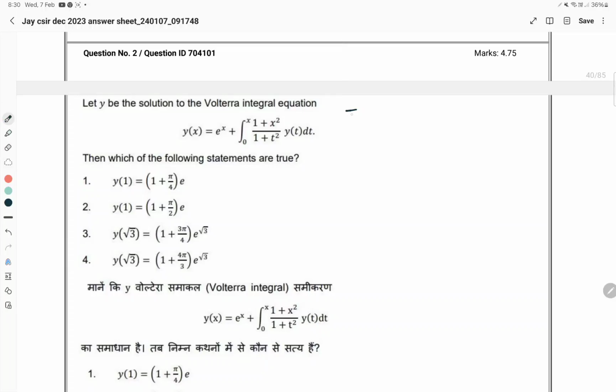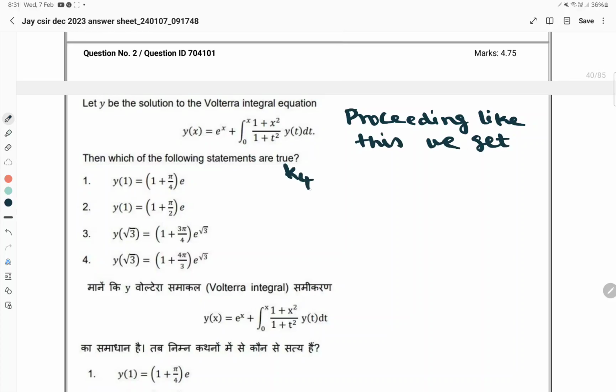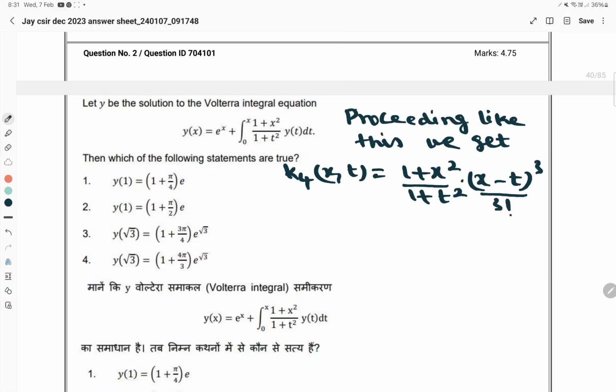Proceeding like this, we get K4(x,t) as (1 plus x square by 1 plus t square) times (x minus t) the whole cube by 3 factorial.